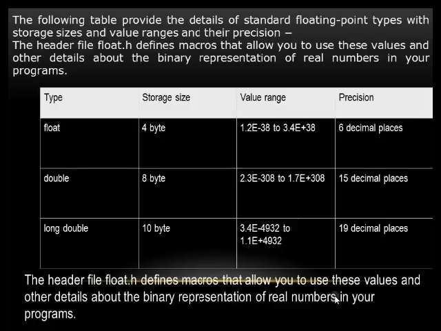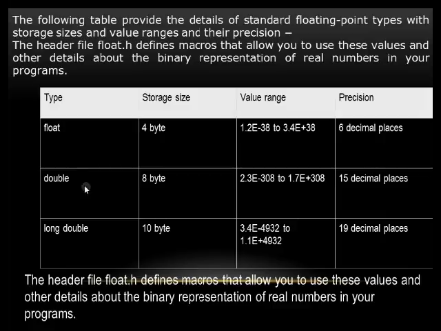So next, the table shows us the floating point types with their sizes, ranges, and precision. Here the header file float.h defines macros that allow you to use these values and other details about the binary representation of real numbers in your program. Macros are like functions. Without float.h you can't represent real numbers; it will throw an error. Only because of float.h are you able to use these values and other details about the binary representation of real numbers in your programs.